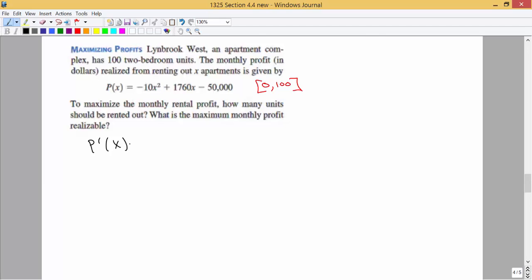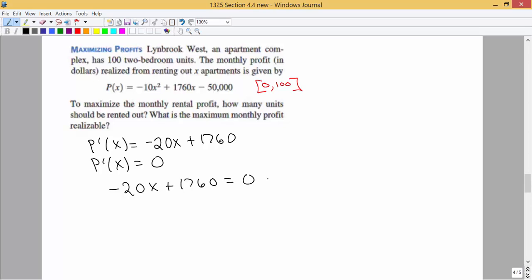So in order to do that, we're going to find the derivative of the profit function, which would be minus 20x plus 1760. And we want to set that derivative equal to 0. Okay, and we're going to add 20x to both sides, and we're going to divide both sides by 20. So 1760 divided by 20 gives 88.